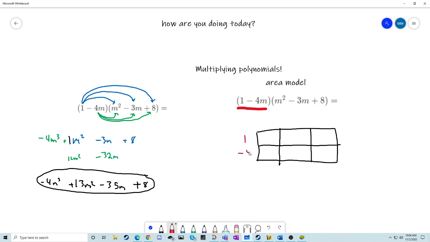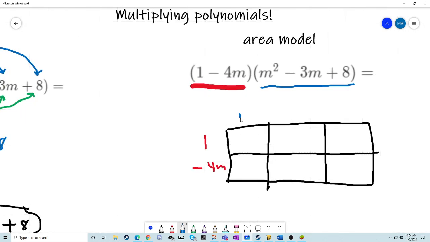1 and negative 4m. That one I'll just put on the left. It actually doesn't matter which side goes where as long as you have the right number. We'll do this one. I'll put those on top. So as long as you put each term in that corresponds with one box, you should be good. And then you just start multiplying like Battleship. It's pretty cool. So those two will multiply together to go in that box.